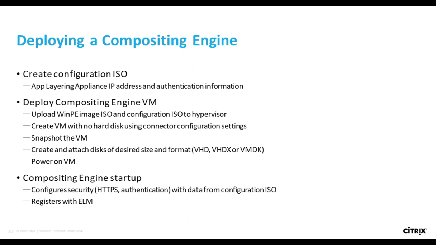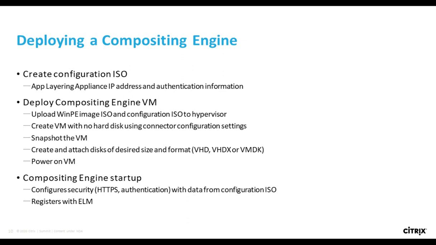The Elm then uploads the WinPE ISO image, which is in the neighborhood of 500 meg, up to the hypervisor, and that configuration ISO. It creates a VM without a hard disk based on the connector configuration settings, snapshots that VM, then attaches disks in the hypervisor of whichever format it needs to. So, if it's vSphere, it's VMDK. If it's Hyper-V, it's going to create a VHDX. And then it powers on the VM, which boots up into the compositing engine first, right?